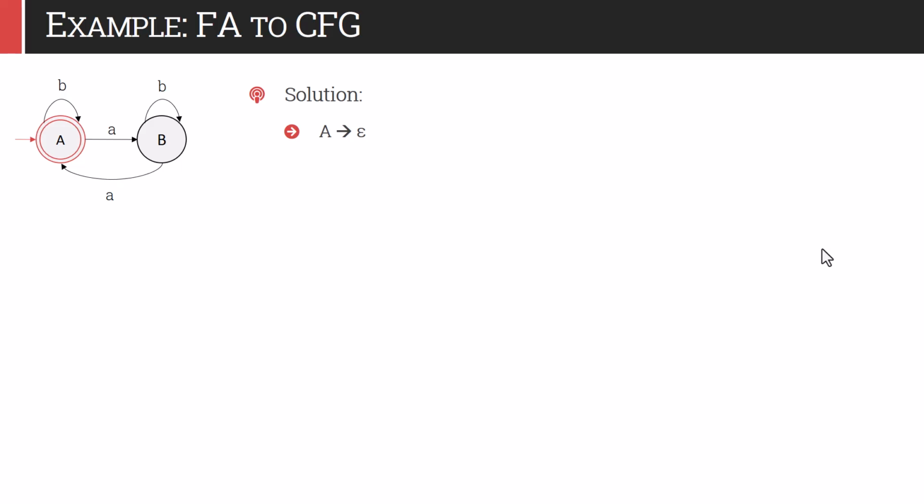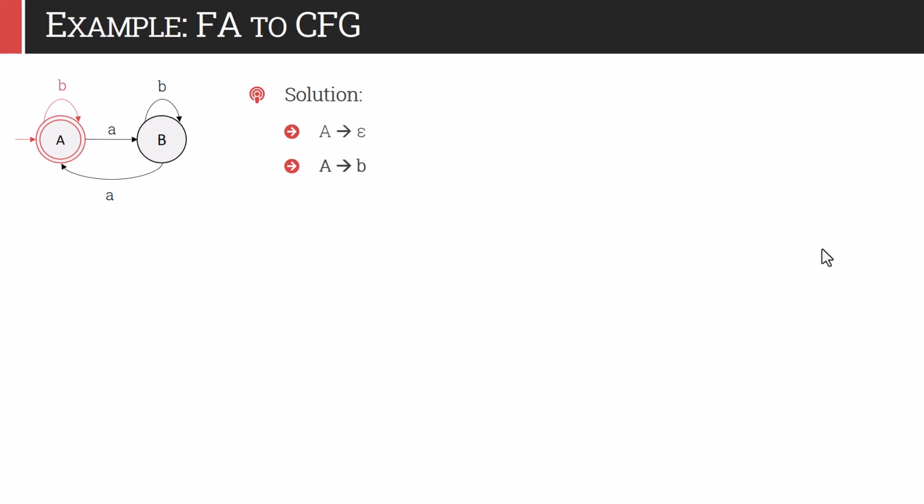Here, the initial state is the final state. That means epsilon will also be part of the language. Whenever this is the scenario, we have to add one additional production: A gives epsilon, because whenever we are in the initial state, it is also final. That means epsilon is acceptable. The rest of the procedure is as it is. When we read b from state A, it is going to the final state, so we will add A gives b.